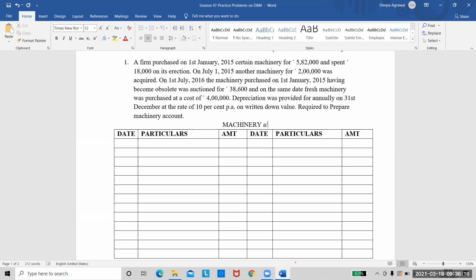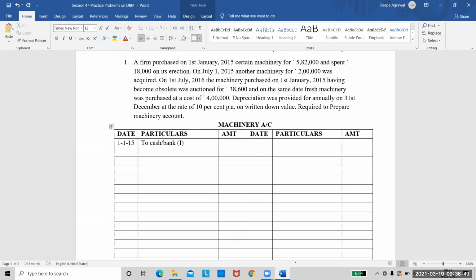And which year is the firm following? It's following the calendar year. Right. So that is more easy for us. January to December. So quickly put your headings as machinery account. So first we all know what to do. First write the date. That is January 1st, 2015. We purchased a machinery. So write the entry as to cash/bank in brackets. Put it as machinery 1.